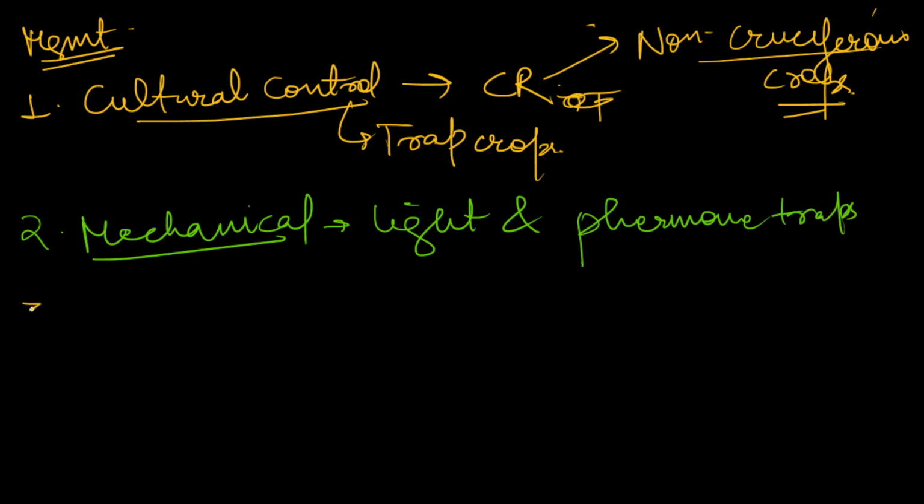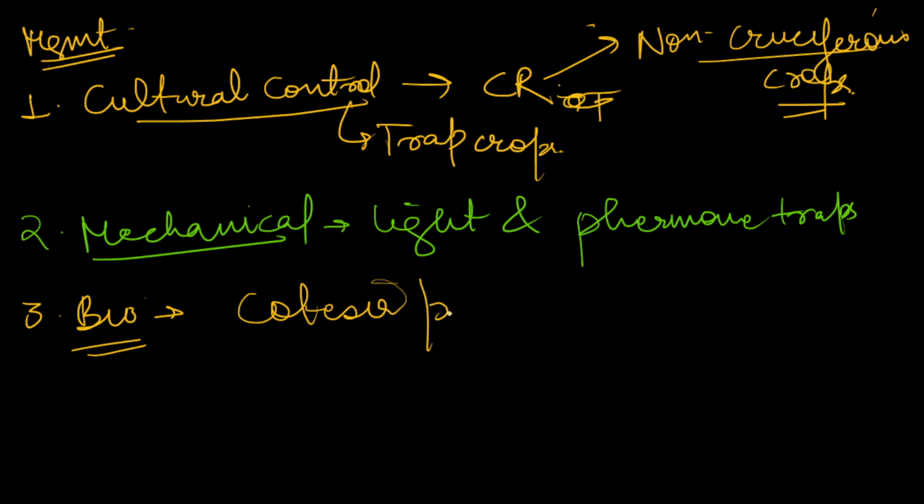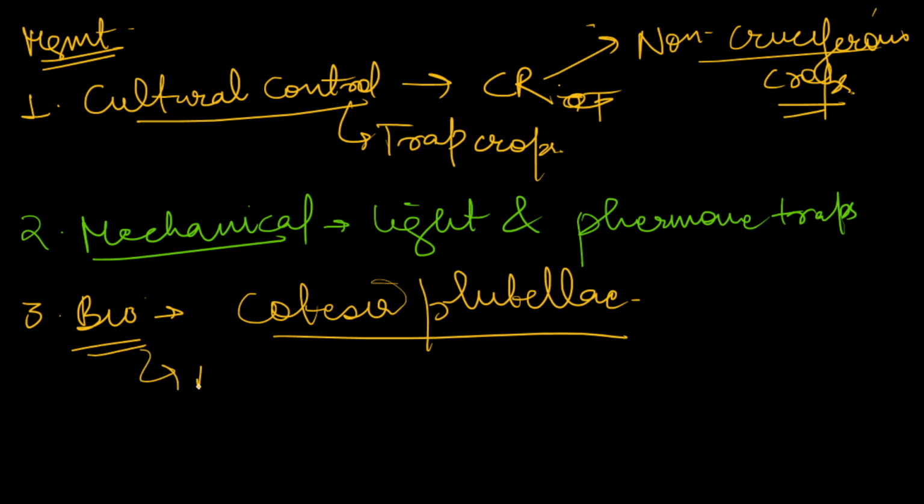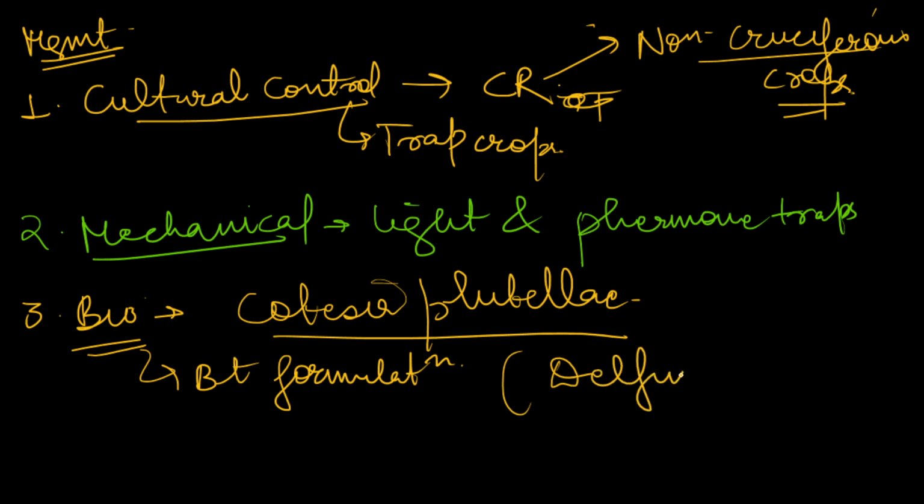Next, we can mention biological control. Here we can use natural enemies such as parasitoids. In parasitoids, you can use Cotesia plutellae, sorry. So this is a parasitoid. Again, you can use BT formulations such as Delfin and Biobit. You can remember these names. It will give you an edge in the answers.